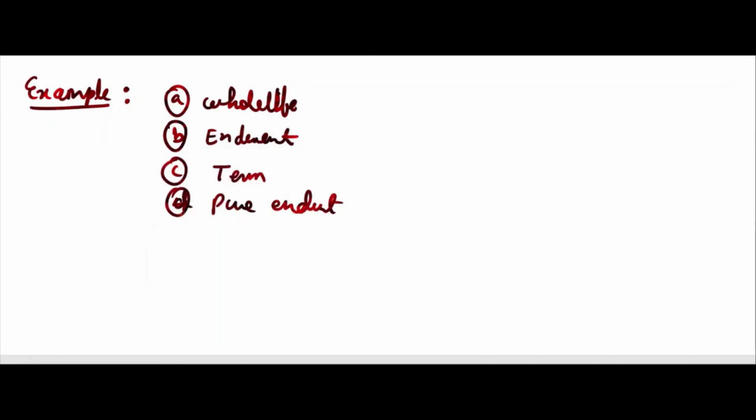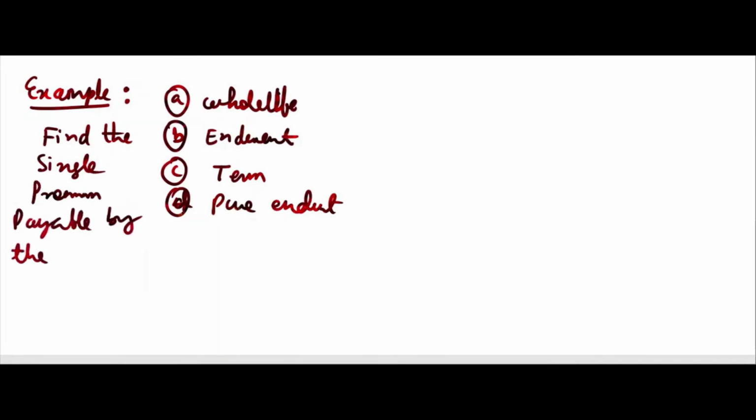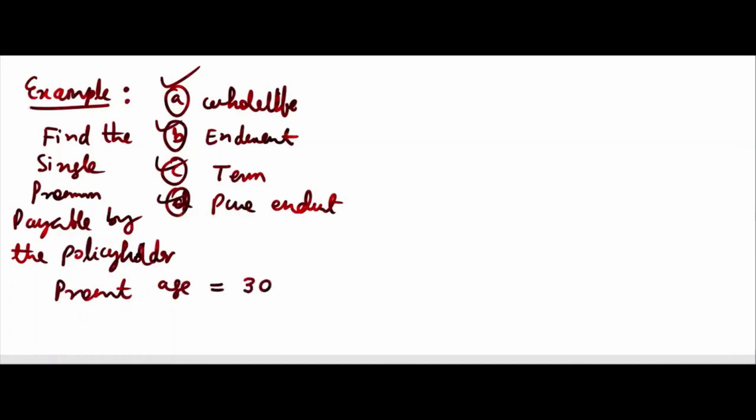For all of them you have to do the following. What do you need to find? Find the single premium at the outset, payable by the policyholder. This is the question: find the single premium payable by the policyholder in all these cases. What else is given? Present age is given. Present age is 30. And in case of term, it's a 20-year term. In case of whole life, it's for whole life.